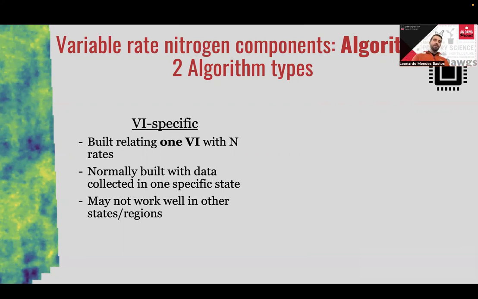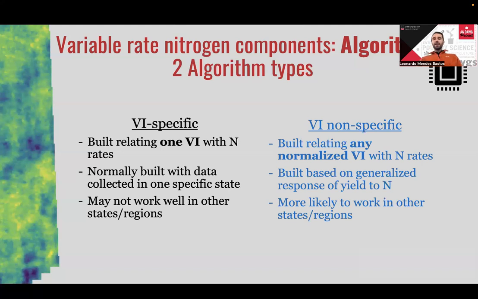It's normally also built with data that is collected in one specific state. So let's say Georgia has its own algorithm, Florida has a different one, Kansas, Nebraska, Oklahoma all have different ones, which means that they may not work well when you go from one state to the other, right? Normally they work best for the state they were developed in, but if you try to use them outside of that state, it may not work as well.